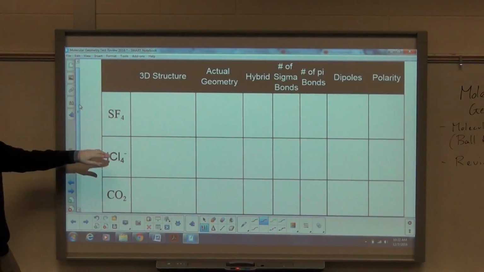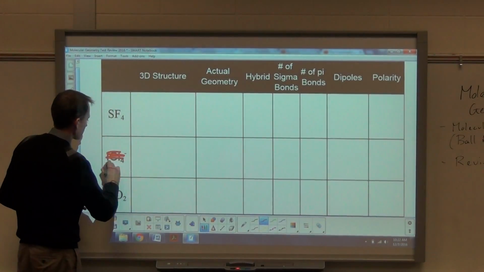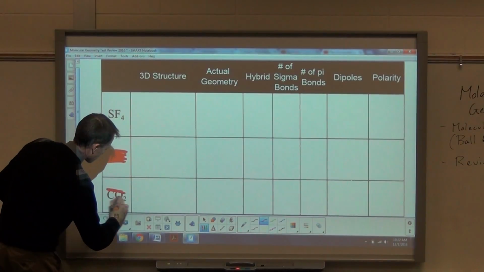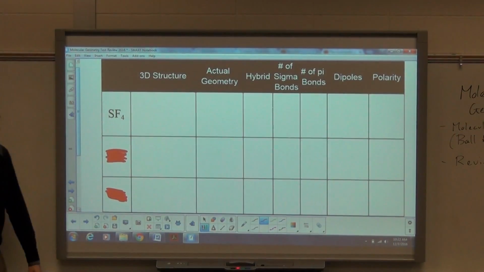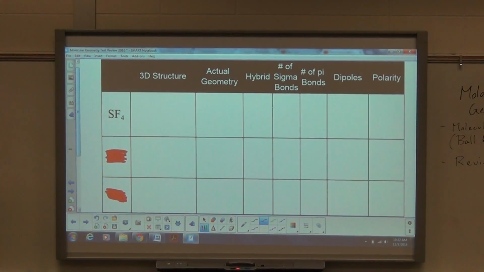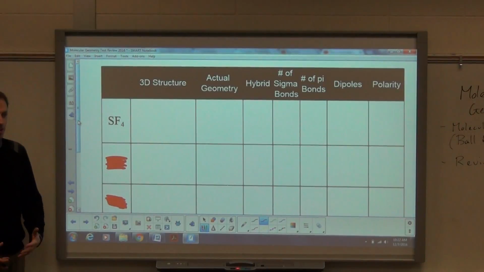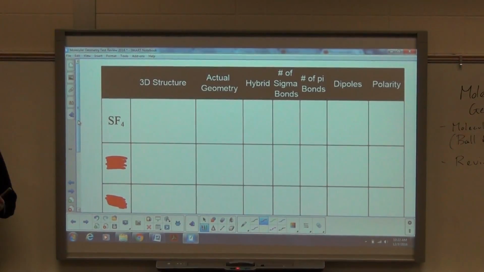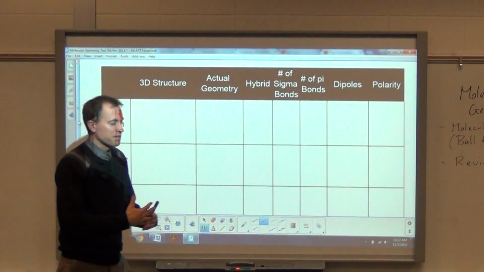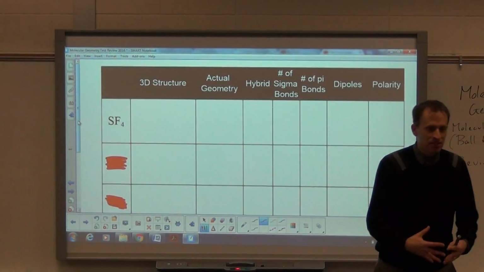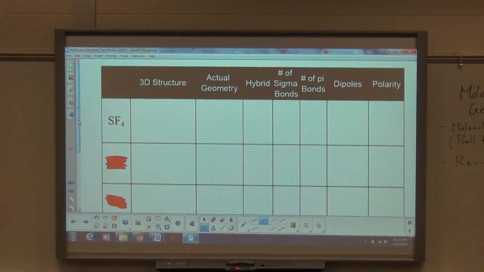All right, so first one is SF4. All right, so 3D structure. This is where now it all has to happen. You have to figure out what this all looks like. So I know I have center atoms. I know I have outer atoms. I got to figure out the bonds. I got to figure out the lone pairs. But it's all about the central atom.